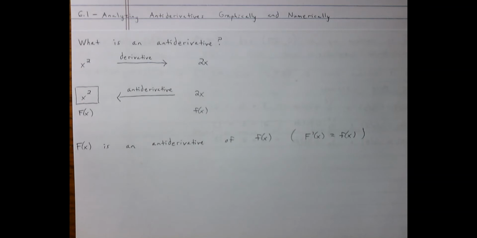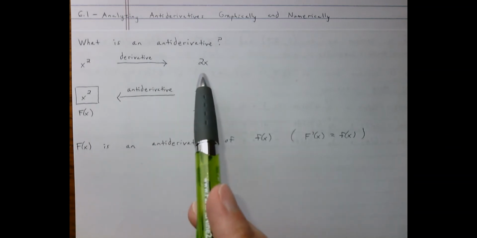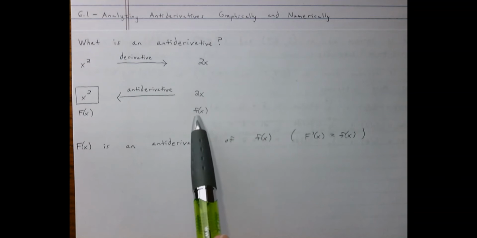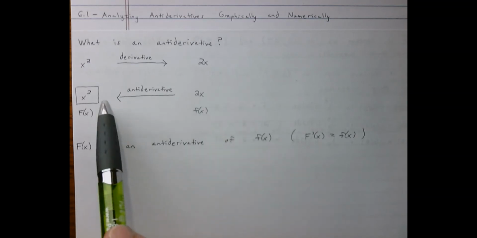Suppose we start with the function x squared. By now you can all take the derivative. We know the derivative is 2x. But what if we want to go in the reverse direction? Start with this function 2x, which I'll denote by little f of x. What is something whose derivative is this? So I'm looking for the something that should go in this box.